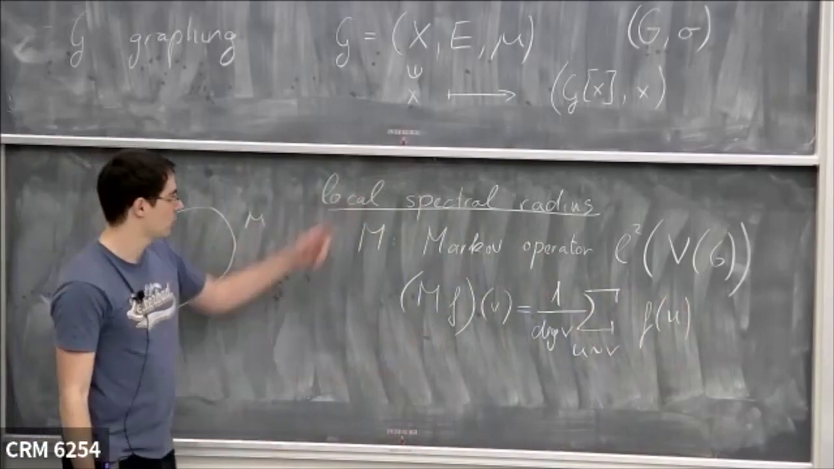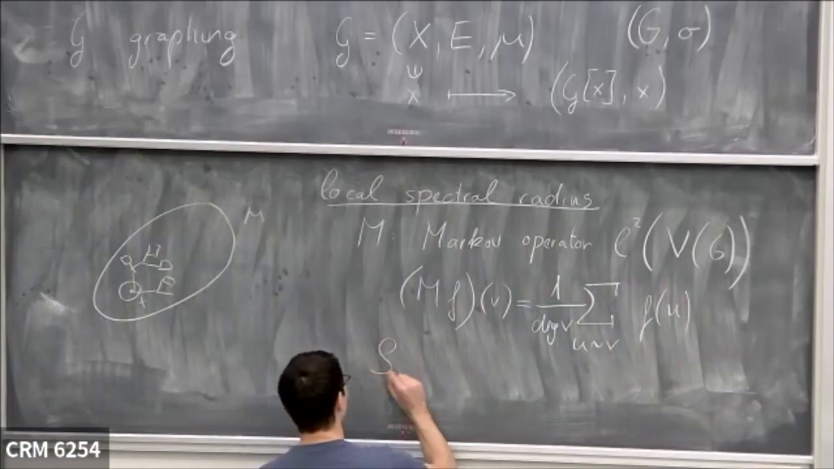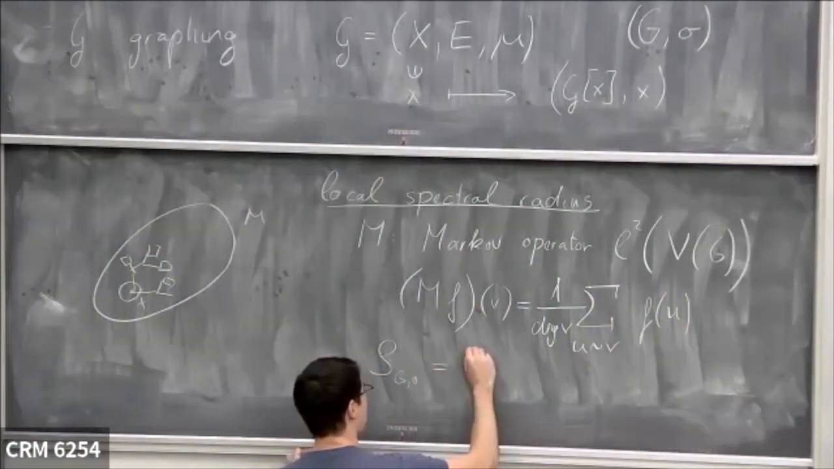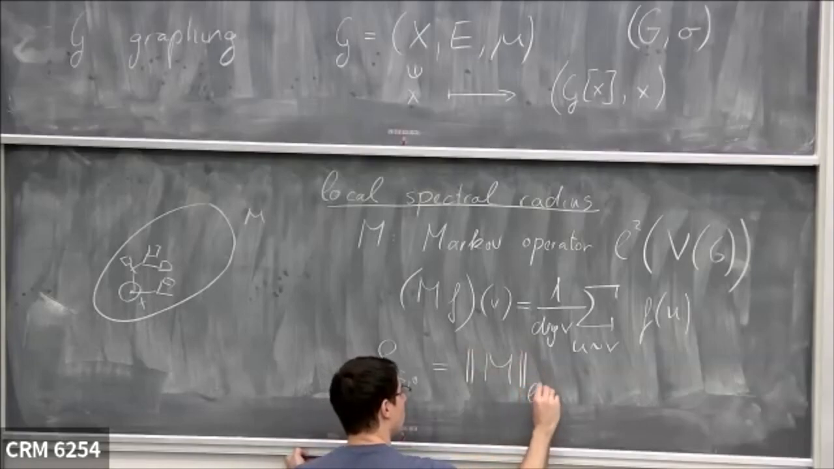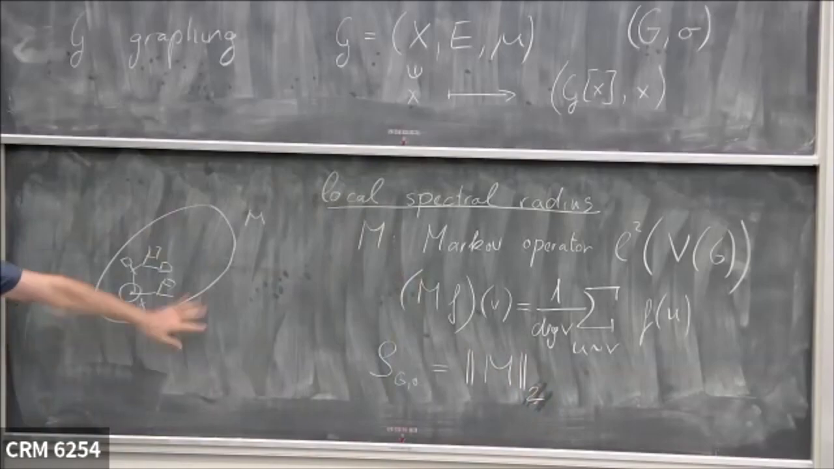And when I say spectral radius, which I will denote by rho of GO, this is nothing else than the L2 norm of this Markov operator. Any questions about this so far?